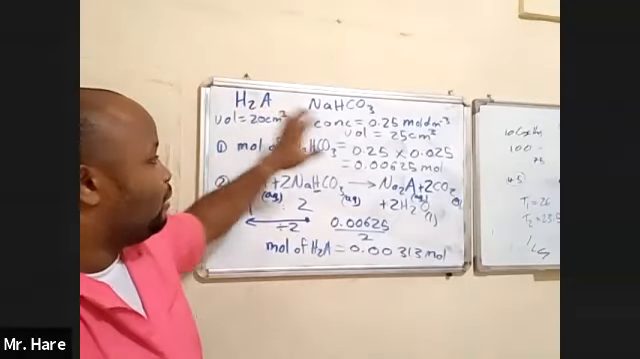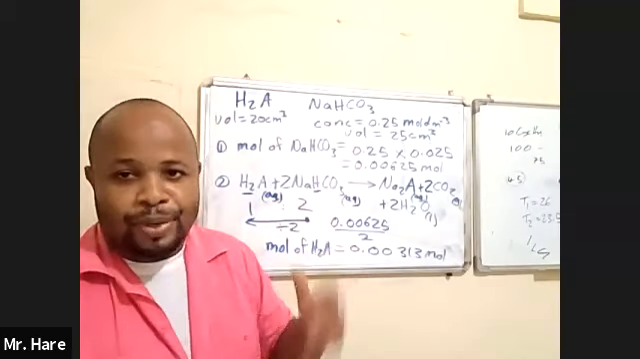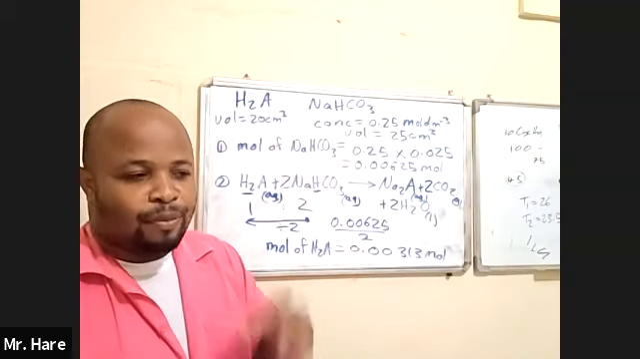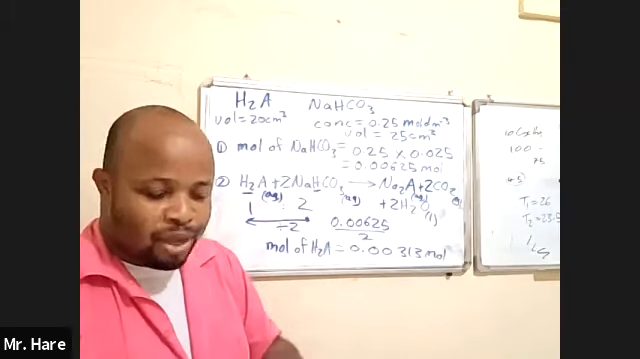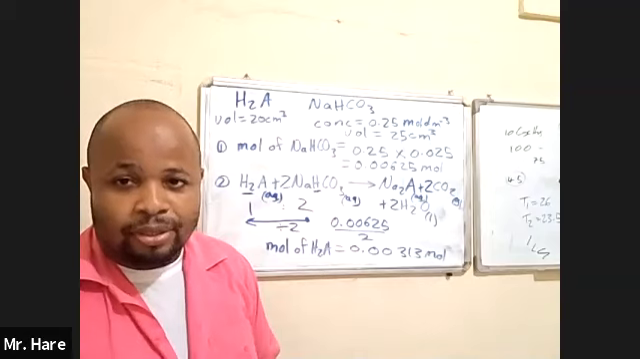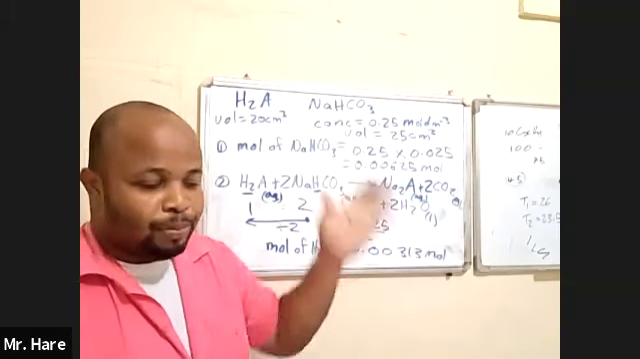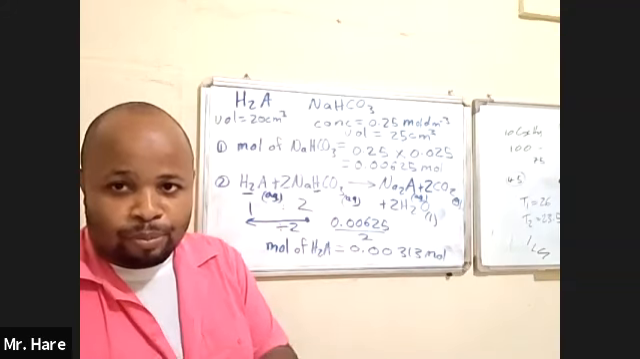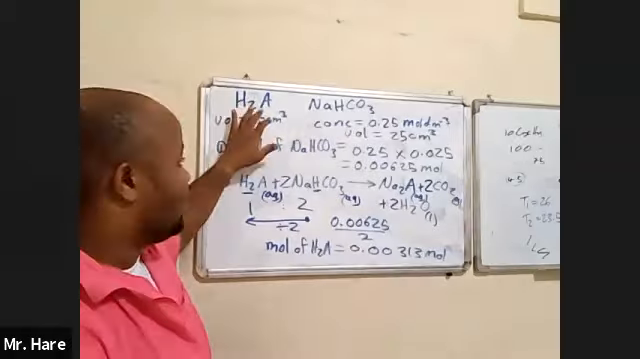We add the acid to the burette, right? Sorry, we add the acid to the container with the sodium carbonate. And remember, we add 5 cm cube each time. Every time we add, we record the temperature. At the end of the experiment, we plot a graph of temperature versus volume of the acid.